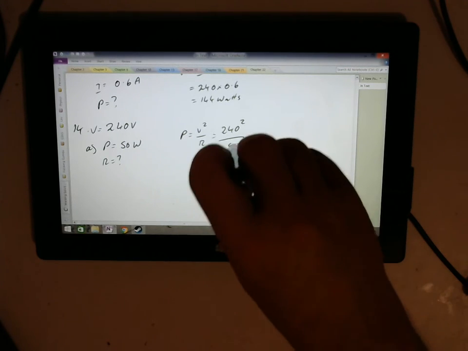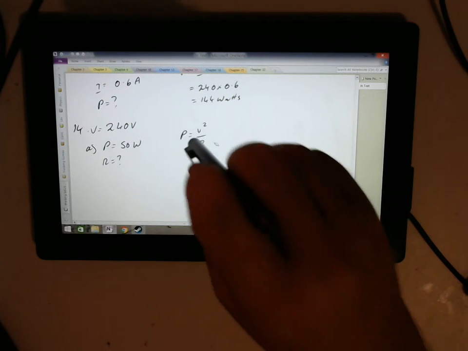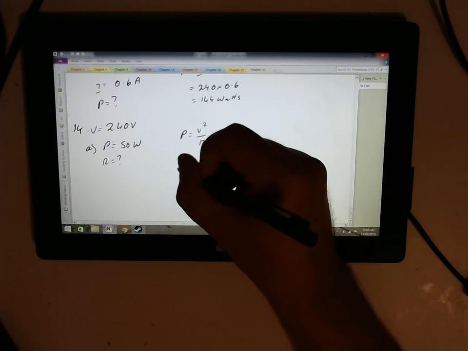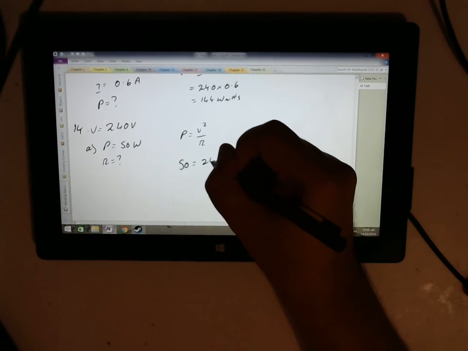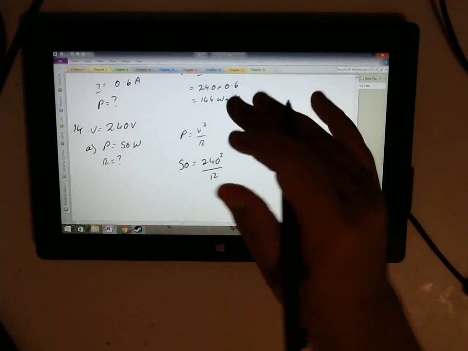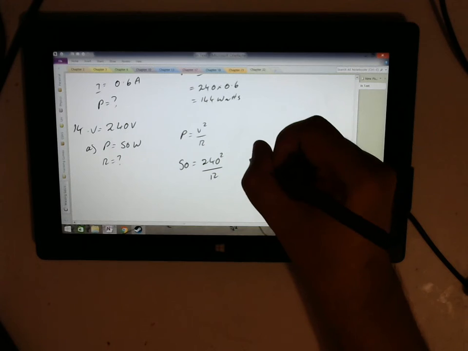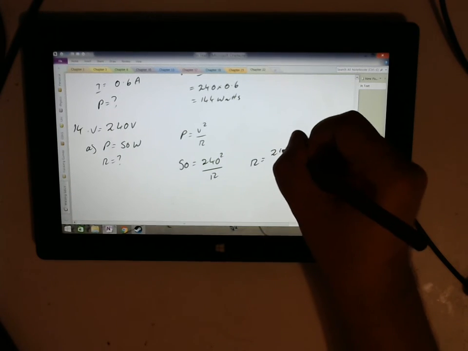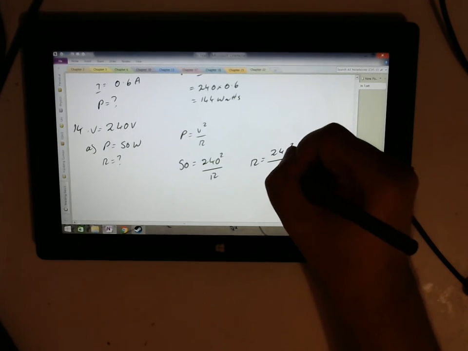Sorry, no. I just had a complete stupid moment. So 50 would equal 240 squared divided by R. Yes, what I had written was correct, but it didn't equal P. So R equals 240 squared over 50.